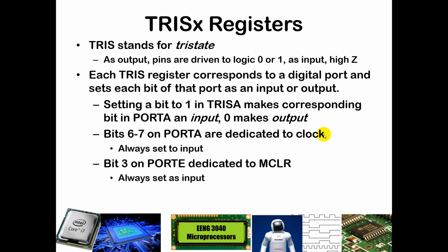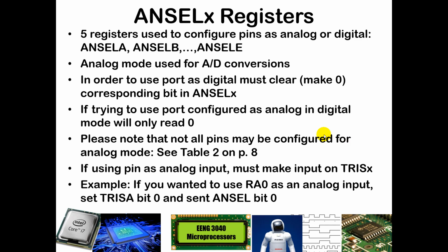Keep in mind that bits 6 and 7 on port A are dedicated to the external clock, that oscillator, so you'll want to always make those inputs. Similarly, bit 3 is dedicated to the master clear. You're going to want to set that as an input. You don't necessarily have to, because once the configuration is made, it does override anything you would put as the user. Those will be set up in configuration bits as to whether you're using the master clear or external clock. But it's just good practice when writing code that you don't write things to the TRIS registers that would be contradictory to how those pins are actually behaving.